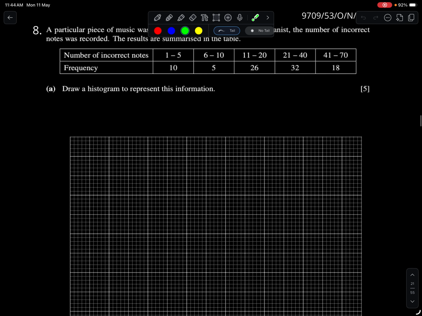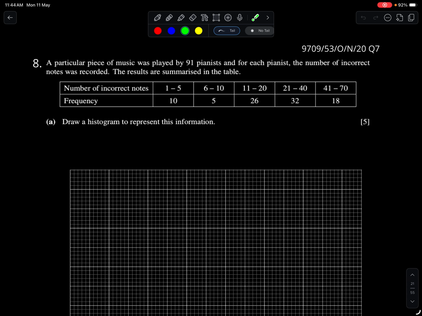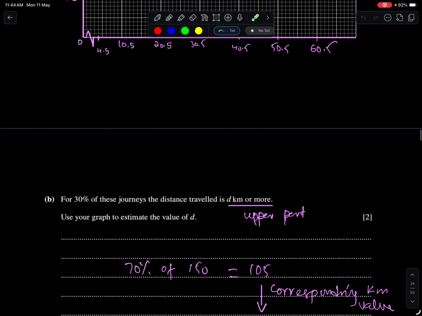Now for frequency distribution, be confident with mean and variance calculations. What if they ask find mean and variance?